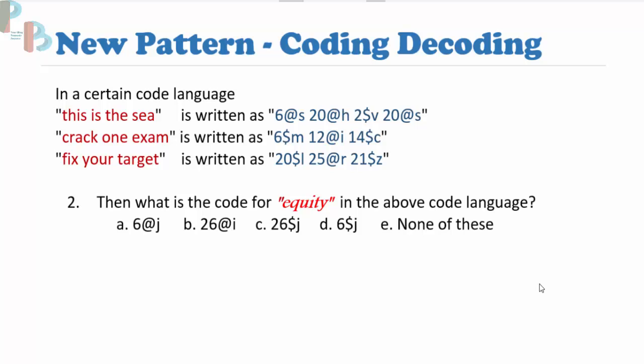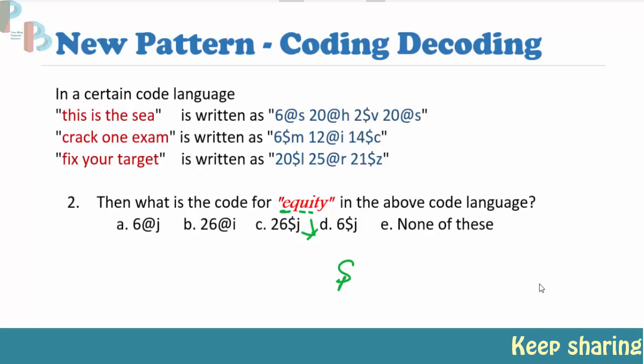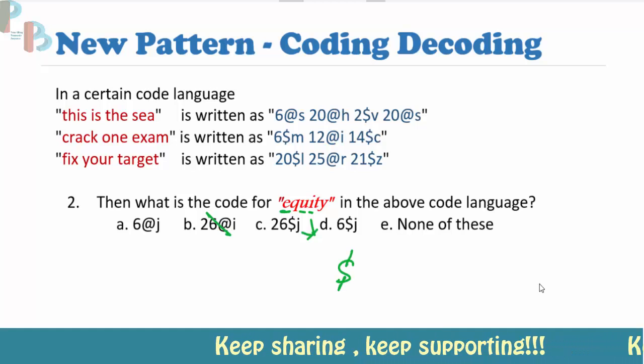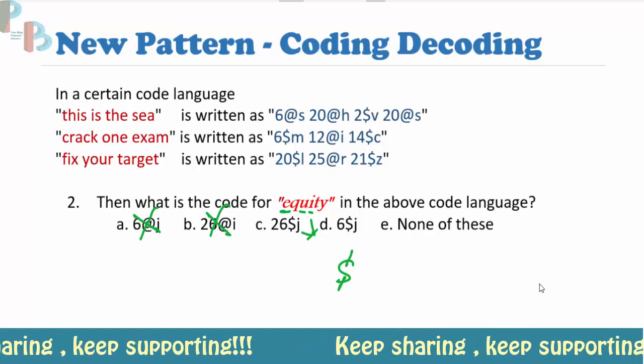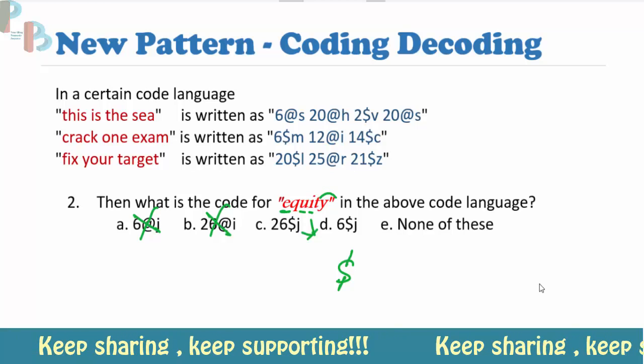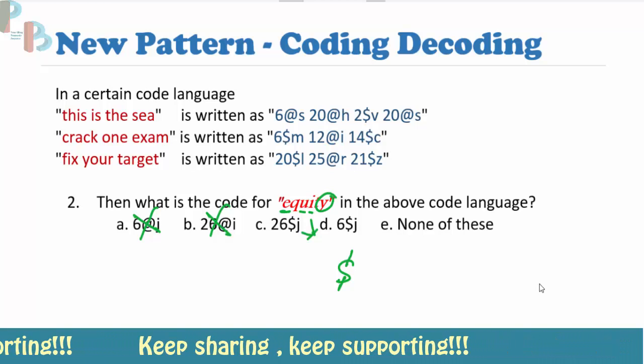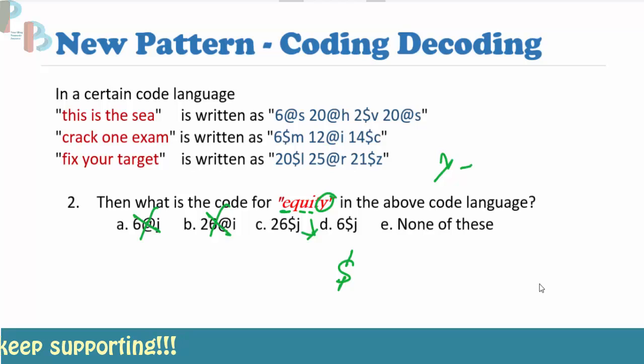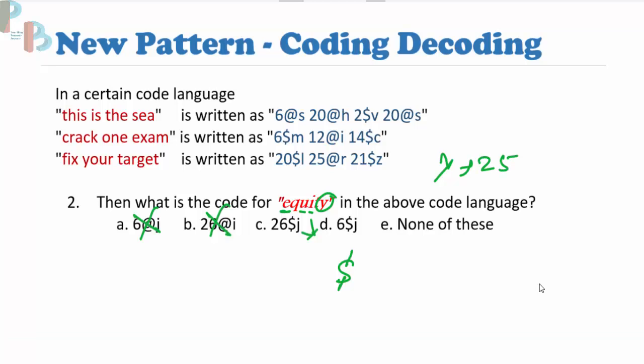Now first of all we have to see whether there is one vowel or more than one vowel as per the coding system here. So here U and I and E, there are three vowels. That means the code will be a dollar sign, right? That means these options are already false. Next, let's see here. Here it is Y. Y is the 25th term in the alphabetical order, right? So here we'll get 26.